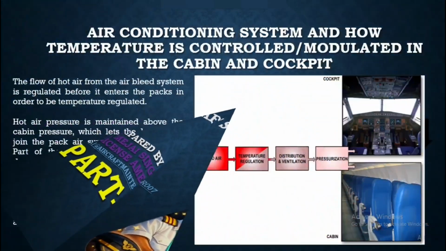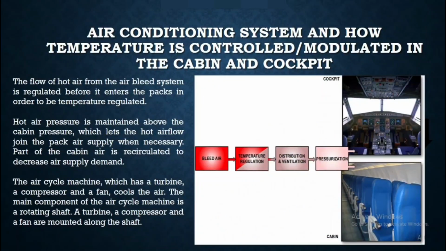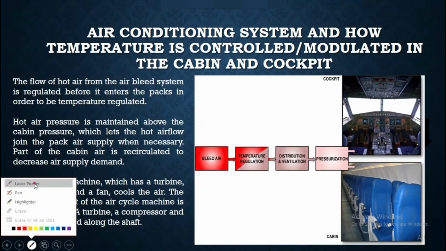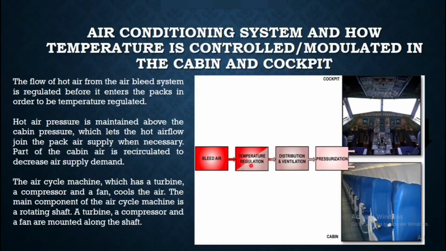And let's go with the air conditioning system. So, the air conditioning system and how the temperature is controlled and modulated in the cabin and cockpit. Here we'll discuss the temperature regulation because I am going to focus on this point only. This will be covered in the next part.